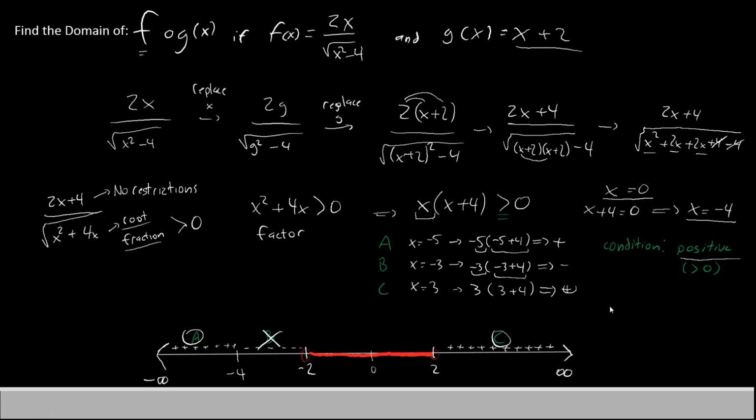So your answer will be region A union region C. And the way we write it is like this. Go from region A, negative infinity, to negative 4, and then 2 to infinity. Since our condition did not contain an equal sign, it's just greater than, we just use all parentheses.